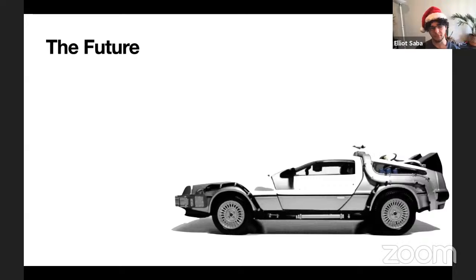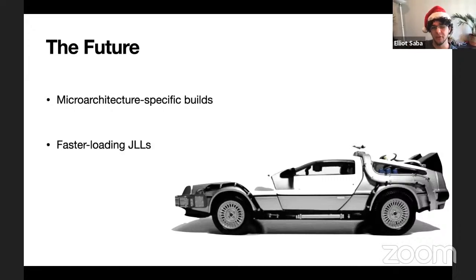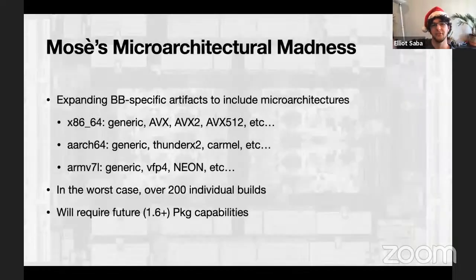So in the future, we will have microarchitecture specific builds, faster loading JLLs, and partial artifacts. These are the three next steps for BinaryBuilder as we see. Obviously excluding things like greater platform support and things like that. But those don't lend themselves to nicely alliterated titles.